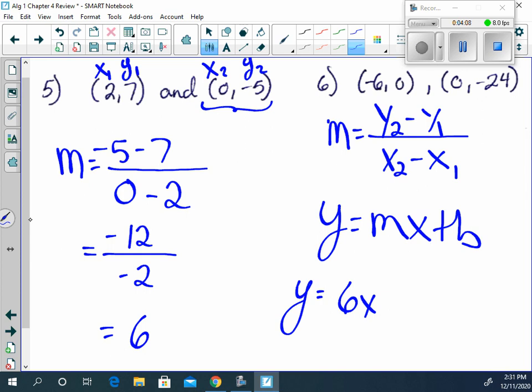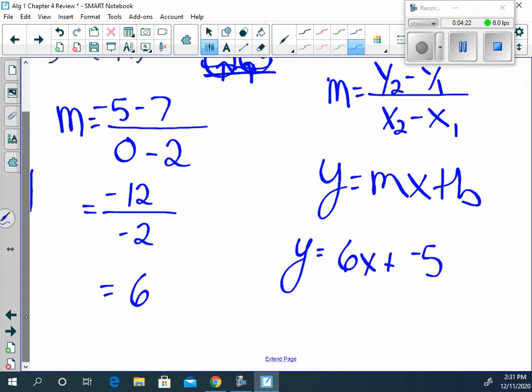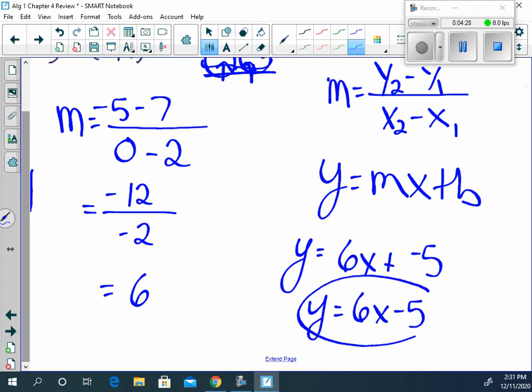Now the y-intercept is given to us by this here because we have 0, negative 5. Whenever the x value is 0, the y value is going to be the y-intercept. So we can write it as plus negative 5. And really that's the same as y is equal to 6x minus 5. Questions on this here? We good with this here?